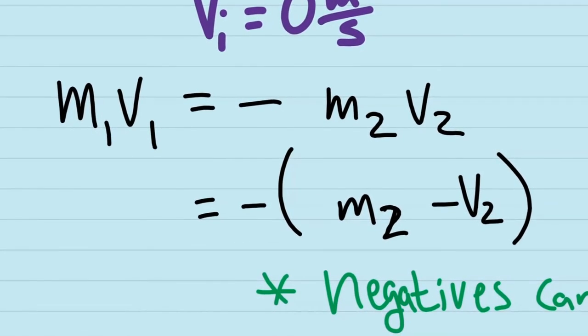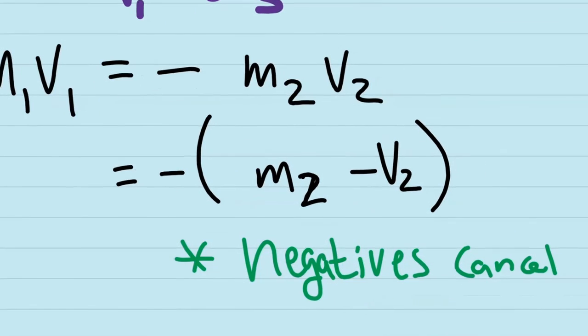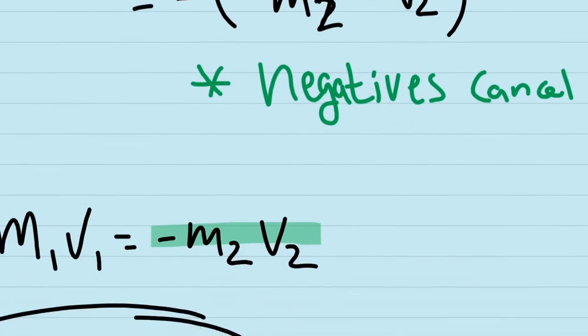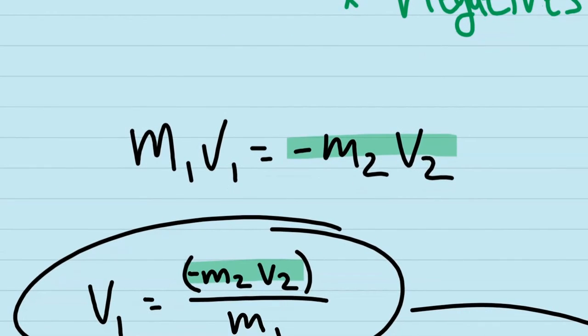Something I want to point out: if you have a negative velocity and you have minus, or a negative, mass 2 times velocity 2, and velocity 2 is negative, those negatives cancel out, okay? So the negatives will cancel. If the negatives cancel, then we can keep in mind that whenever we're dealing with mass 2, velocity 2, that net result is going to be positive.